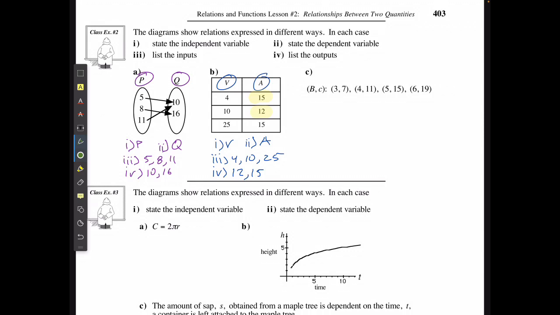Getting to example C, the independent is going to be on the left, represented by B. The dependent is going to be on the right, represented by a lowercase c. The independent variables, or the inputs, are the values on the left, 3, 4, 5, and 6. And the dependent variables are on the right: 7, 11, 15, and 19.